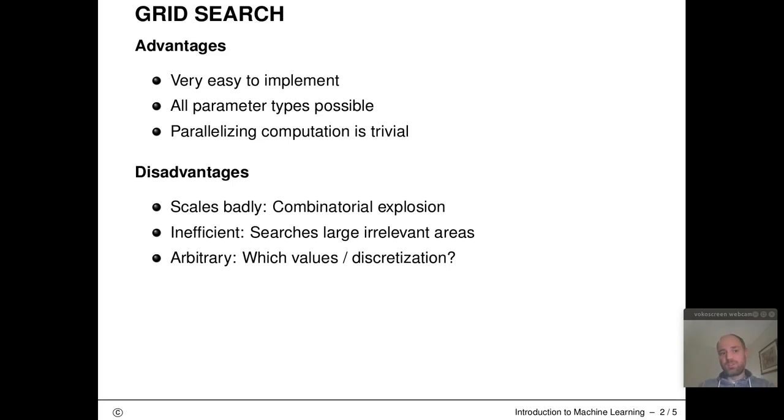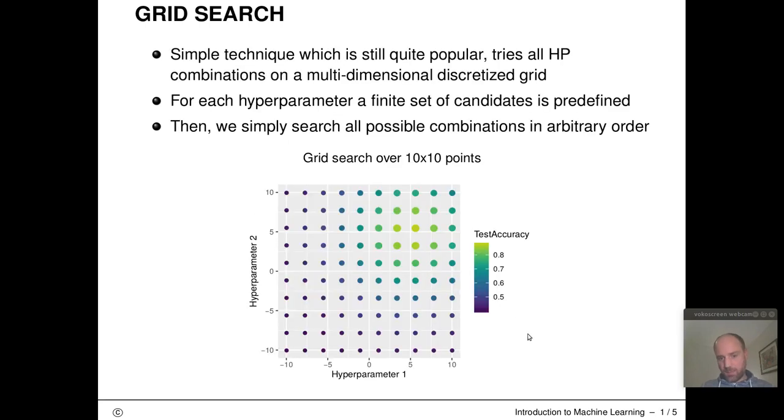What are the disadvantages? Well, obviously this scales very badly. Having to multiply these discretized values per hyperparameter results in something that we usually call a combinatorial explosion. So before, in this example, we had 10 values for hyperparameter 1, 10 values for hyperparameter 2. Consider adding a third one into the mix, then it's 10 to the power of 3. So 1,000 combinations, 5 hyperparameters would already be 10 to the 5, 10 hyperparameters with 10 discretized values, 10 to the 10. You can see where this goes. It becomes computationally very quickly infeasible.